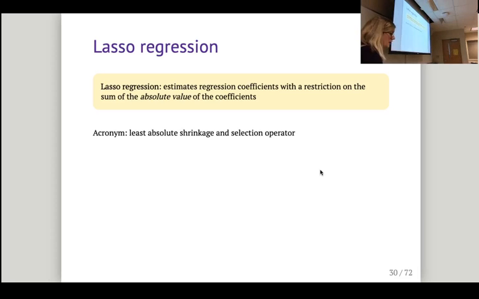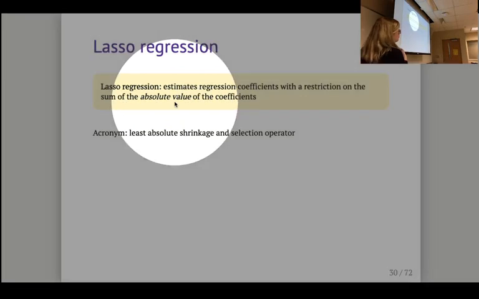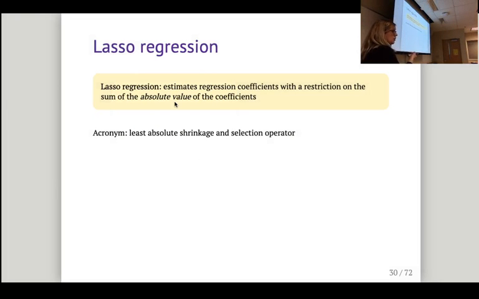So an alternative regularization model that does allow those coefficients to get to 0 is something called lasso regression. Again, lasso regression is estimating those regression coefficients with some restriction. The restriction comes on the sum of the absolute value of the coefficients rather than the squared coefficients.